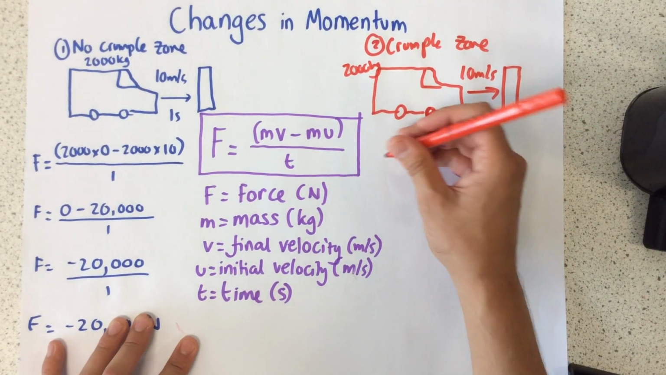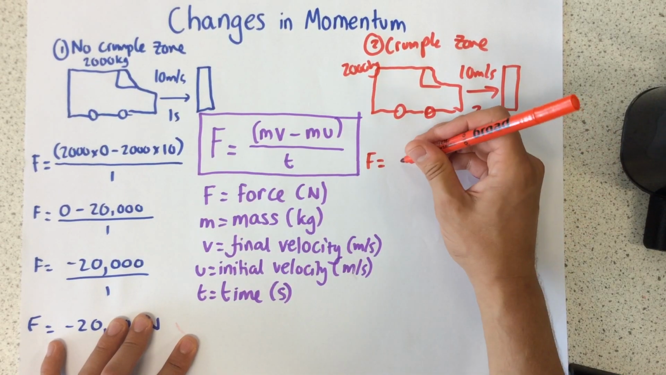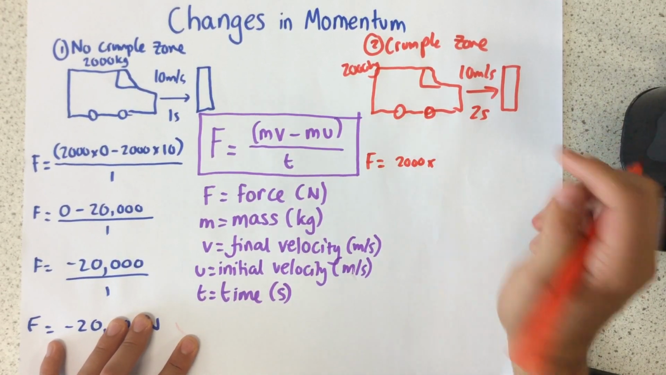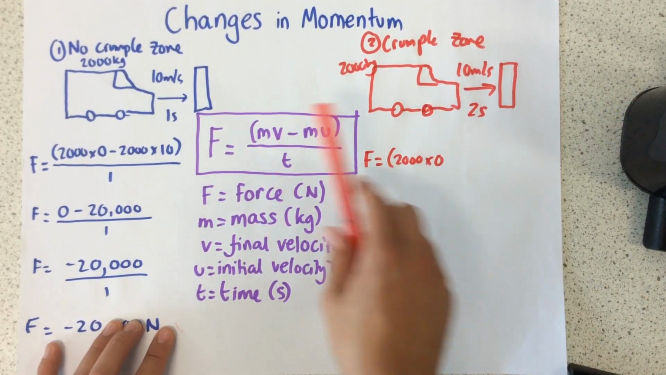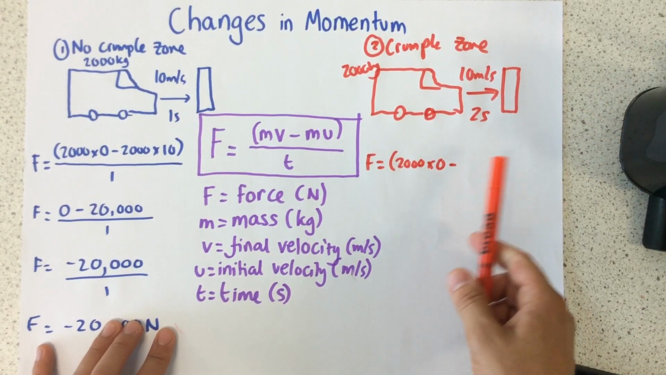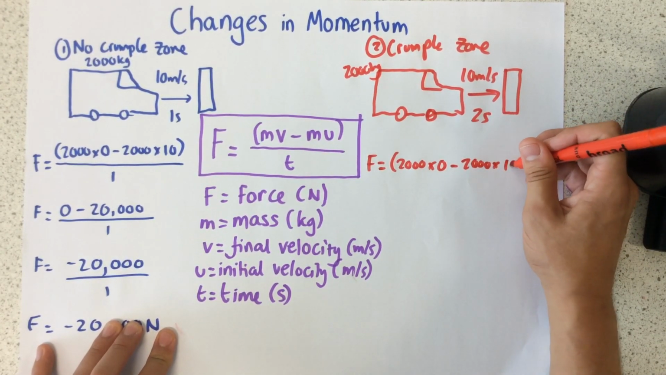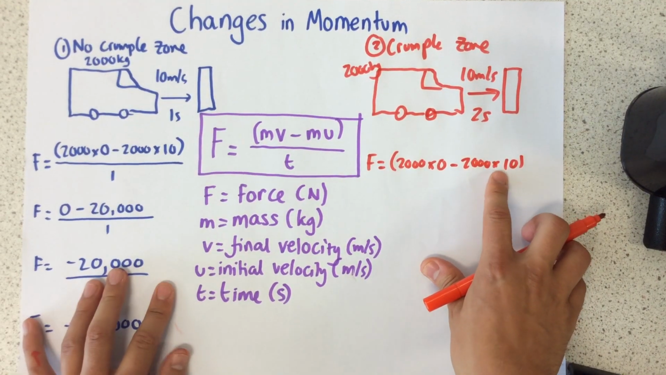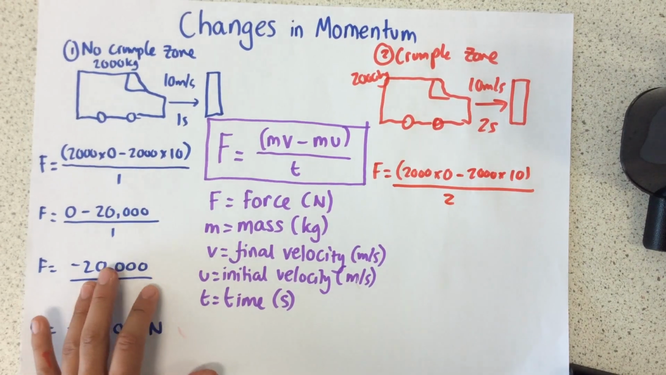Let's just see the maths behind that then. So the force is going to be, so that's the mass, which is 2,000, times the final velocity. Again, it's coming to a halt, so its final velocity will be 0. Take away the mass, which hasn't changed, times the initial velocity. So all of that so far is the same as the first instance, because we've got the same van. Now the difference is this time we're dividing by 2 instead of by 1, because it took longer.